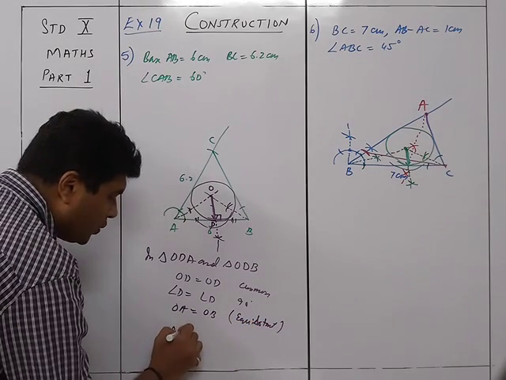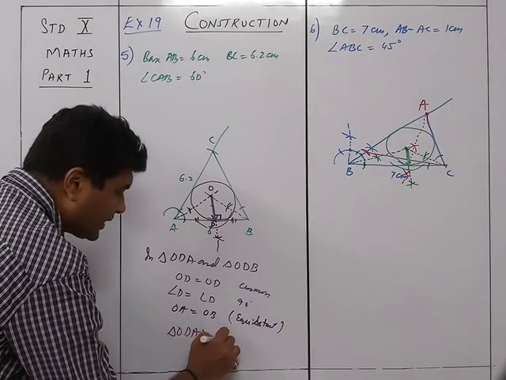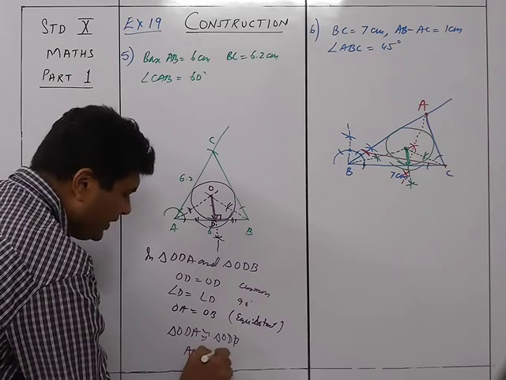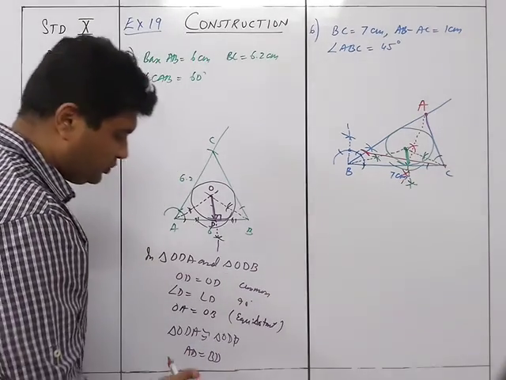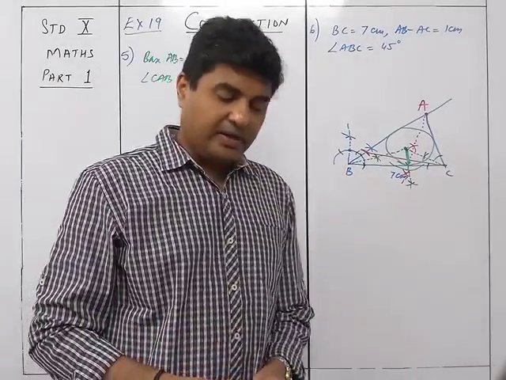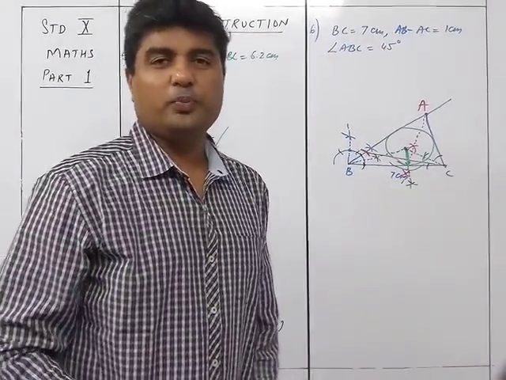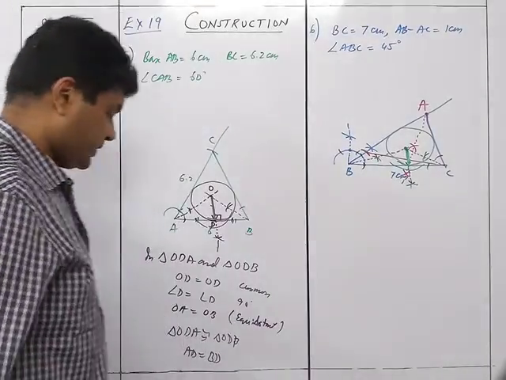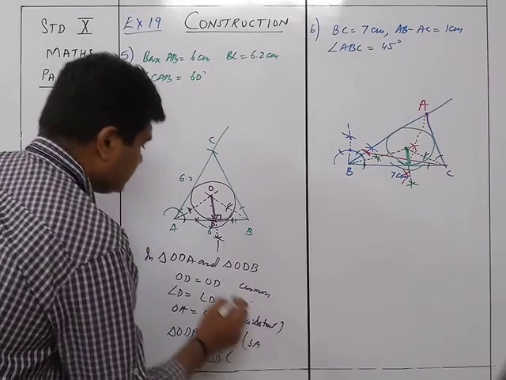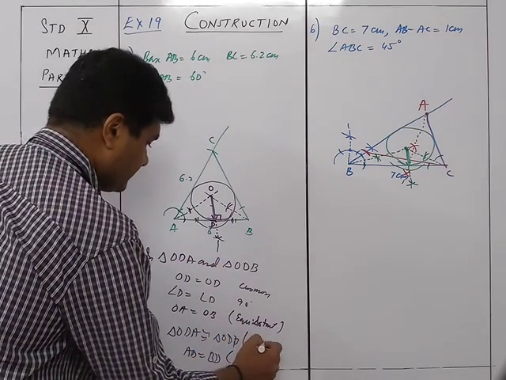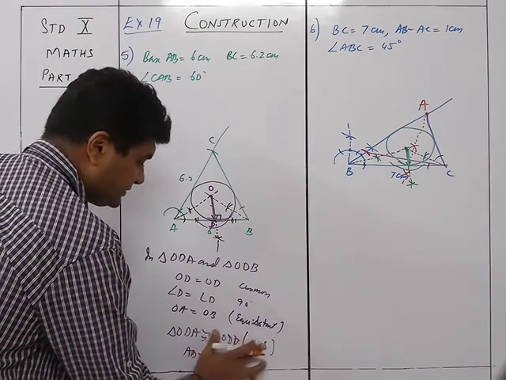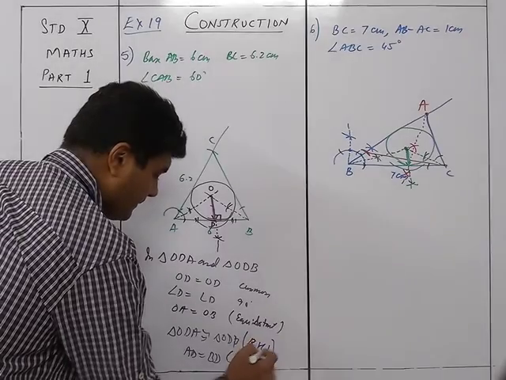And therefore triangle ODA is congruent to triangle ODB, and that's why AD is equal to BD. In fact, this is the proof, or you can also check with the scale that AD is equal to BD, but of course when you need to prove it, you will need to write certain things over here. This is by CPCT. This is by SAS test. This is SAS and RHS test. And this is CPCT.